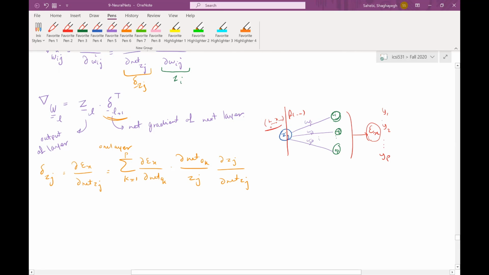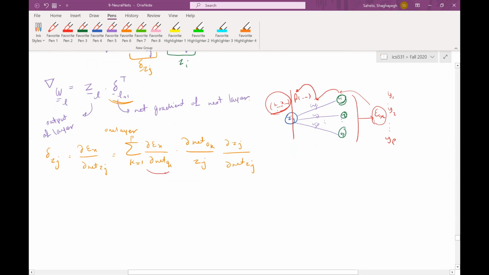And what we are going through is that we are going through O's, we are going through W's, we are going through F to get to the value of net zj. So that's what we are doing here. So this is as if we are taking the derivative of error with respect to the net values in this layer.